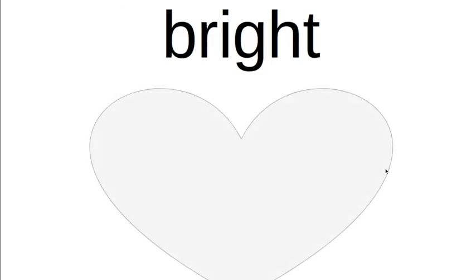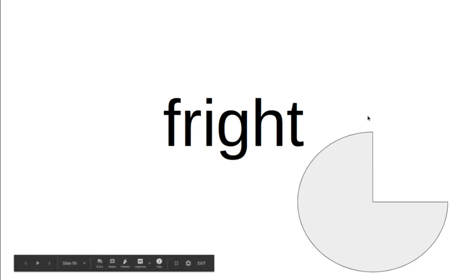Bright. B-R-I-T. You could use a heart. You don't have to use these shapes. You can use whatever shapes you want. Fright. You would tap it. F-R-I-T. I'm not sure what you'd call this shape. I call it Pac-Man. Or you could call it 3/4 because this is 3/4 of the circle.